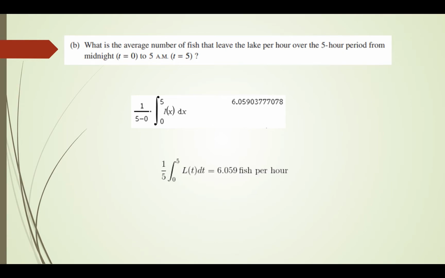The way you'd present that answer is like this. 1/5 integral from 0 to 5 of L of t dt equals 6.059 fish per hour leaving the lake on average during this time period. So again, if you want to find the average number of something, in this case the average number of fish leaving the lake per hour, you integrate the function that has the fish leaving the lake per hour, and then simply divide by the difference in the bounds, which in this case was 5 minus 0.